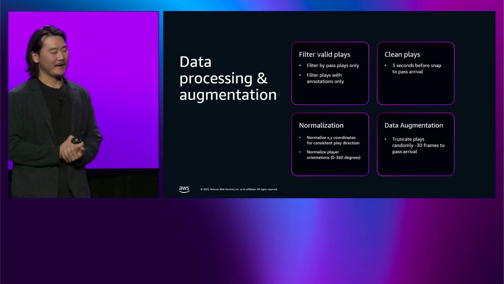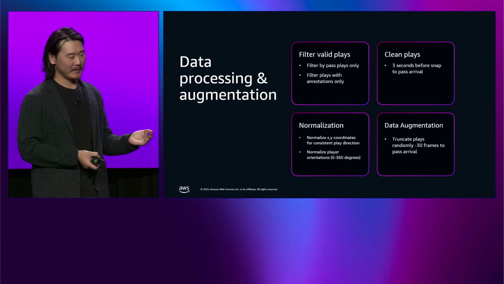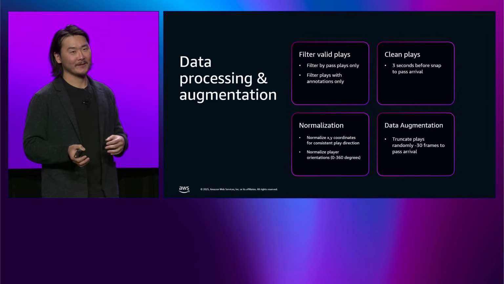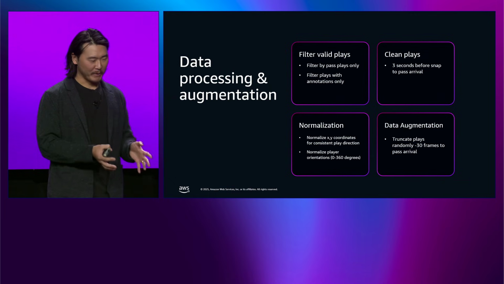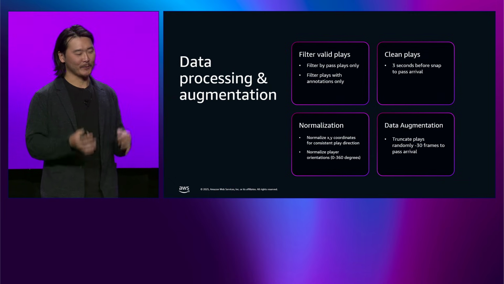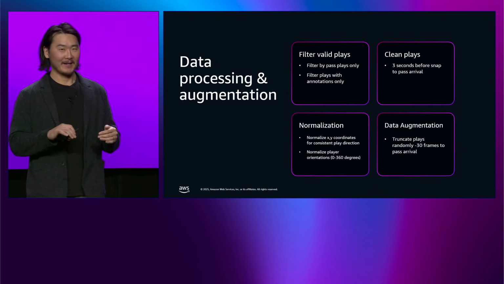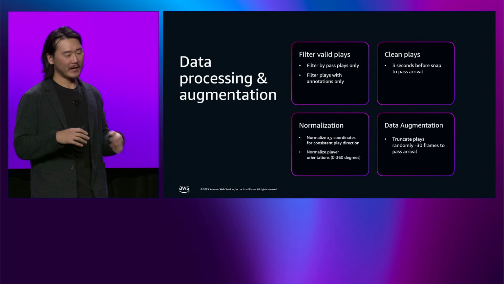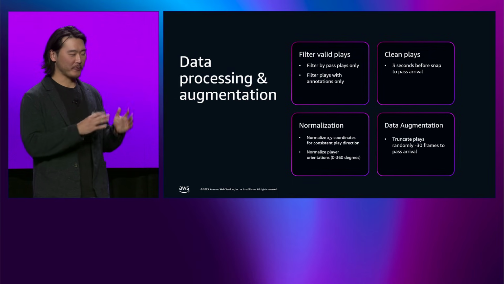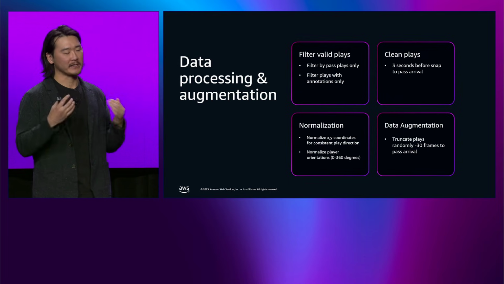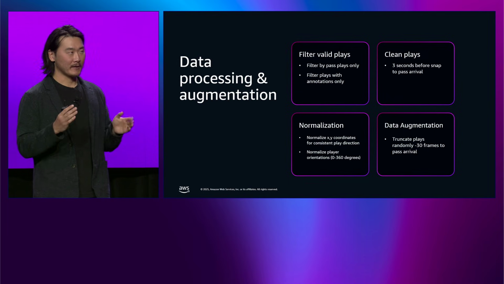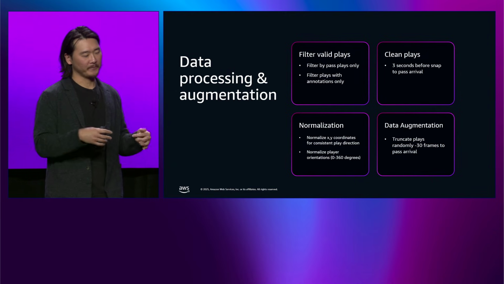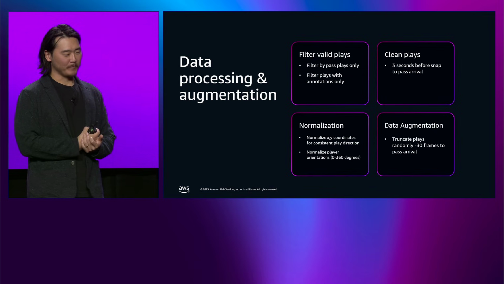All right, and then here are some details about the data processing we did. First, we filtered only valid plays. In this set of problems, we only care about pass plays, so we only select pass plays. Then we select for plays with human annotations only. When we clean up the plays, we only grab 3 seconds prior to snap all the way to pass caught. This allows us to throw out the unnecessary data that's not relevant to the play itself. And then we apply normalization.